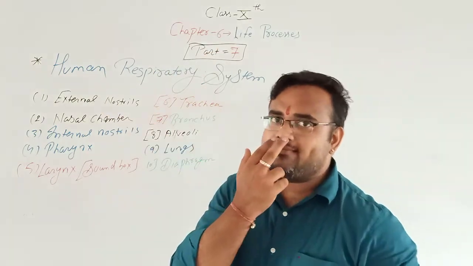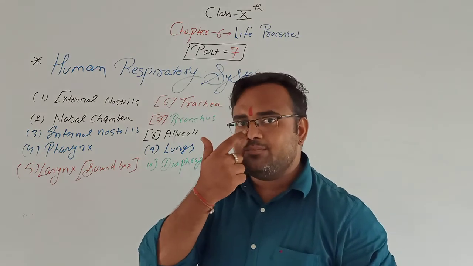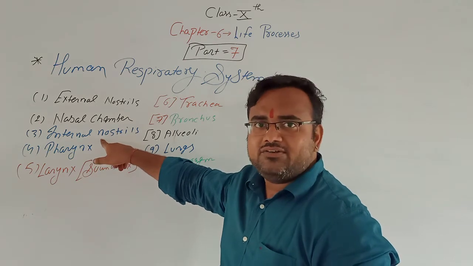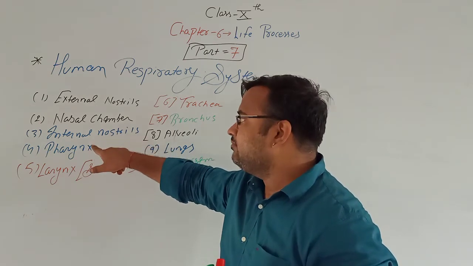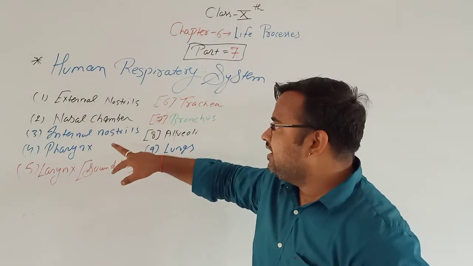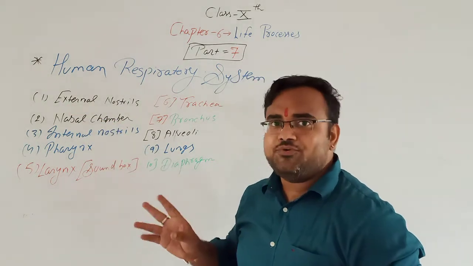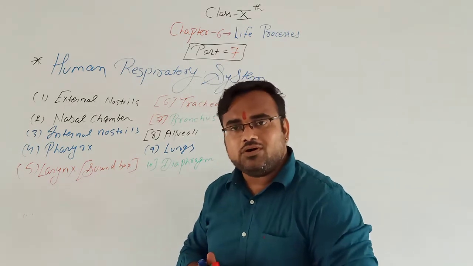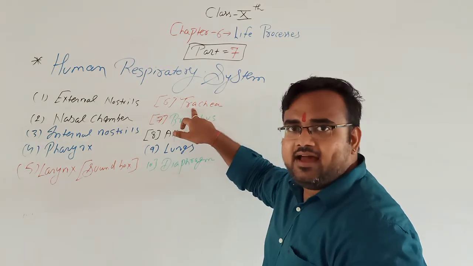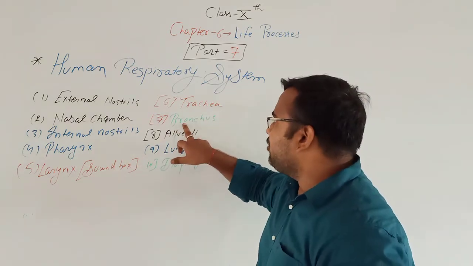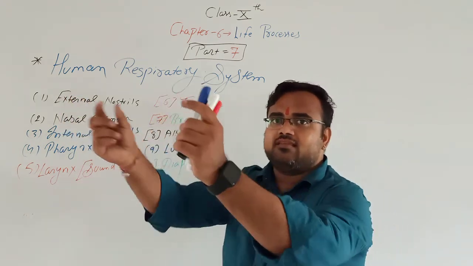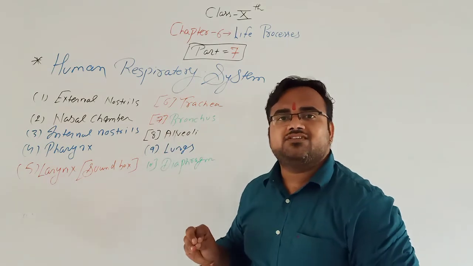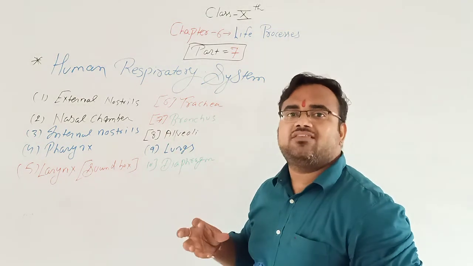External nostrils, you can see the two nostrils. Then this is the nasal chamber, which opens into the internal nostrils, as we have already seen in the digestive system diagram. Then the pharynx, the common pathway for food and air. The larynx is a sound box. Then the trachea, the windpipe, which divides into branches known as bronchus. Then alveoli, the balloon-like structures present in our lungs, air bags we can say.